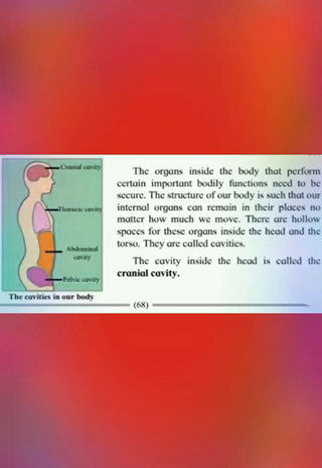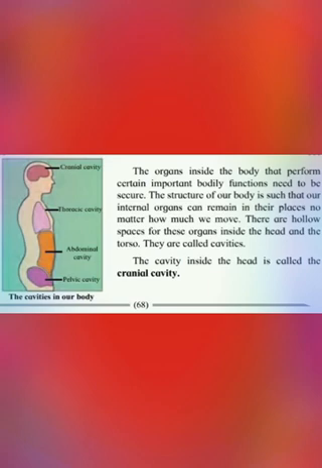The organs inside the body that perform certain important bodily functions need to be secure. The structure of our body is such that our internal organs can remain in their places no matter how much we move. There are hollow spaces for these organs inside the head and the torso. They are called cavities. The cavity inside the head is called the cranial cavity.